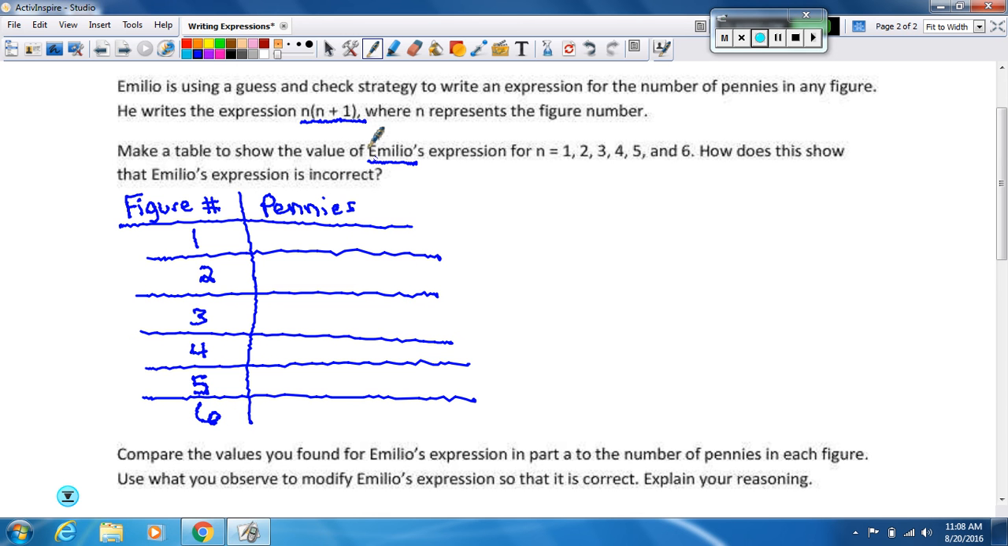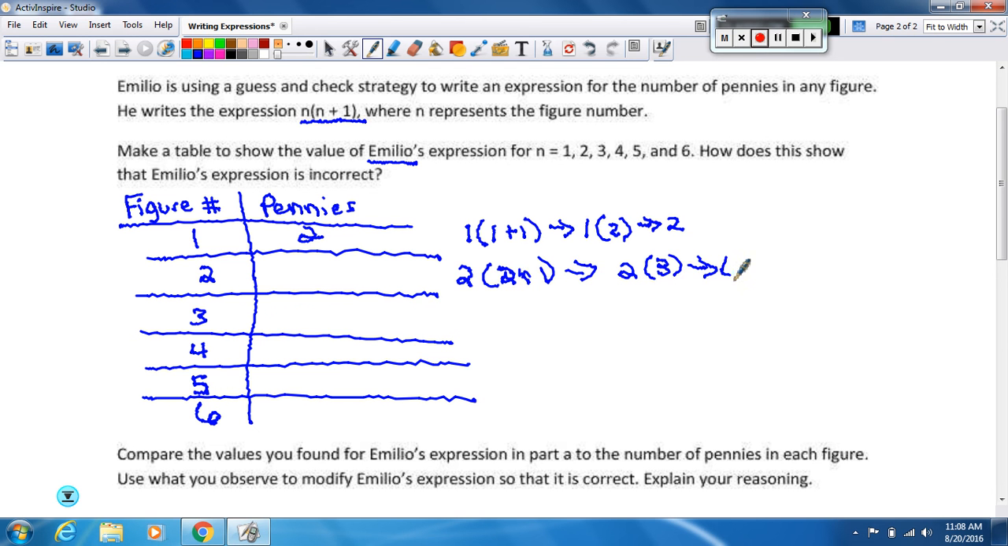Okay, so for the first one, you've got 1 times 1 plus 1. I'm just plugging the figure number in for the n's in his expression. So you have to do inside the parentheses first. So that's 1 times 2, which equals 2. Then you do the same thing with the 2. You have 2 times the quantity 2 plus 1. So that's 2 times 3. That equals 6.